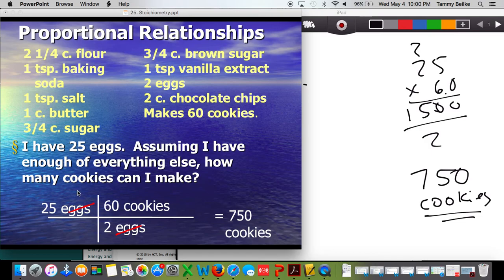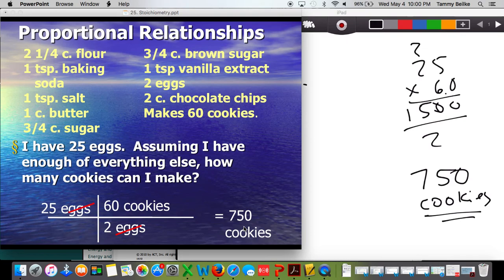I was able to take an amount of reactant, my eggs, and predict how much product I can make from that reactant. Sounds like something I could maybe use in chemistry, right? I often would want to find out how much I could make of a product based on how much reactant I have. Or vice versa, if I must make this amount of product because I've got a client who is purchasing this compound from me, I need to figure out how much reactant I need. In this 750 cookies business, not completely unreasonable.